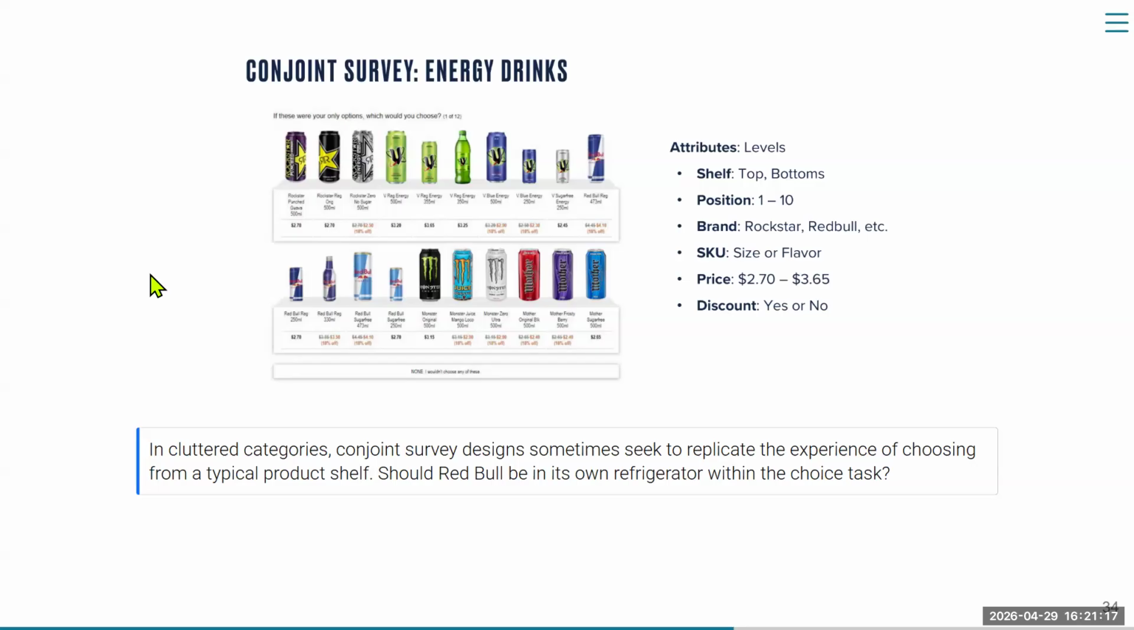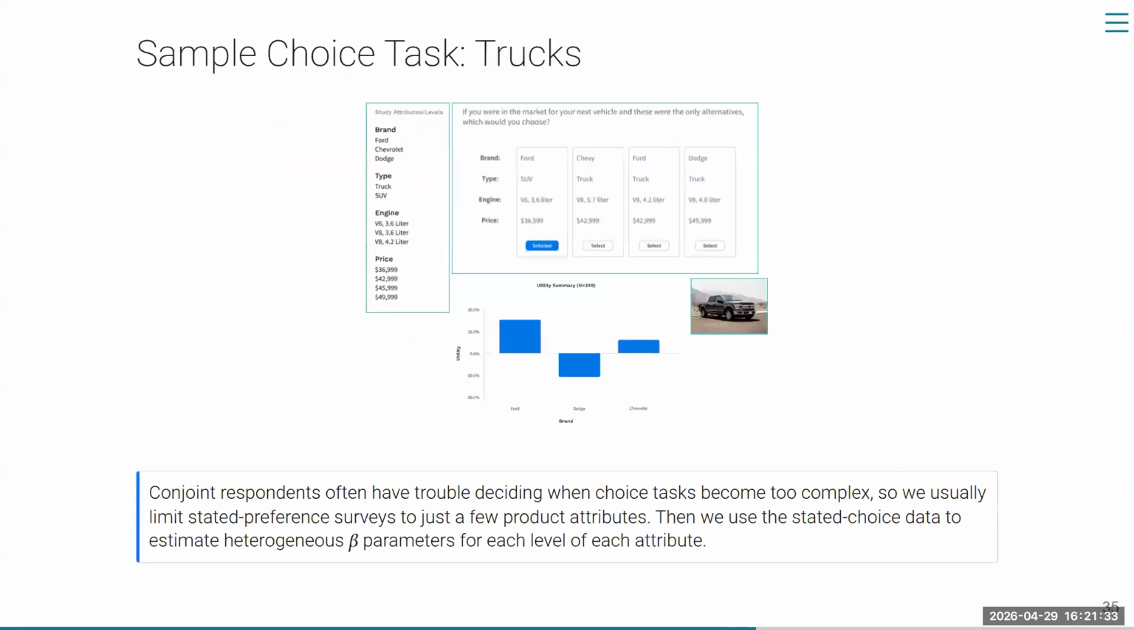You just did a choice task that didn't feel super realistic. In packaged goods, we often try to clutter the choice task in a way that makes it look similar to an actual choice environment, because those tend to be very cluttered environments in grocery stores and drugstores.